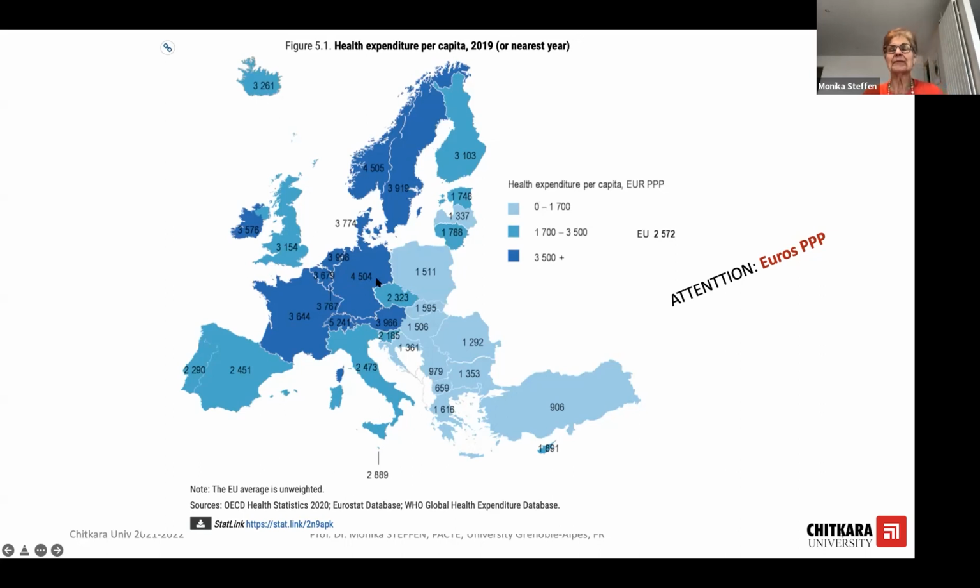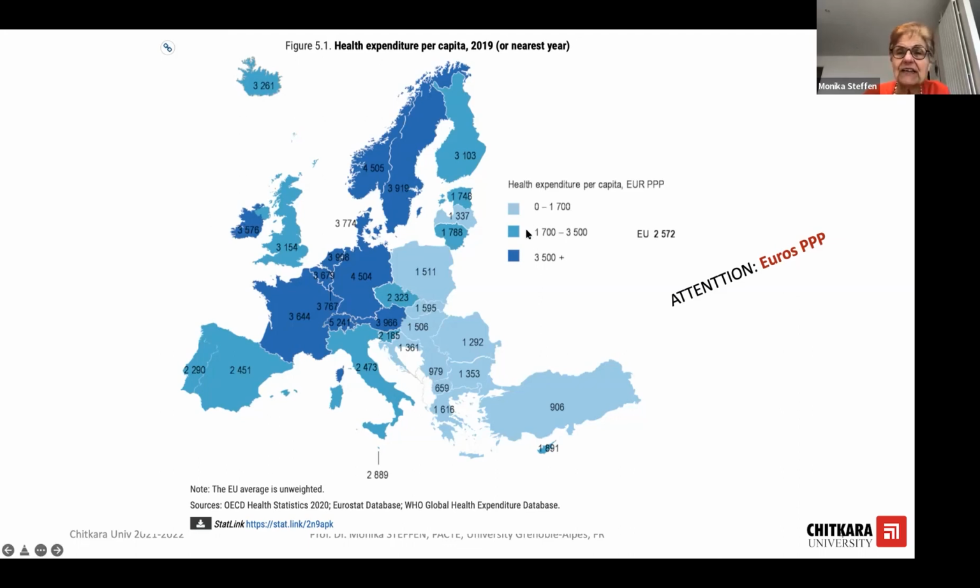4,504 PPP euros. Now, if you look at the colors, here you have the different colors. The darker it is, the more they spend. You can very well see Northern Europe and Western continental Europe and Ireland. They are big spenders for healthcare, probably because they were among the first countries to have a universal healthcare system, and then it becomes a habit.